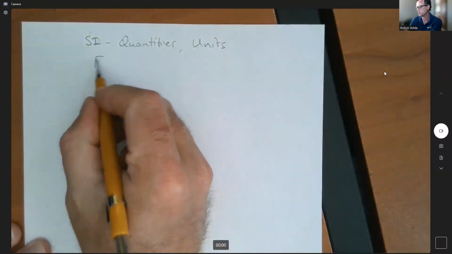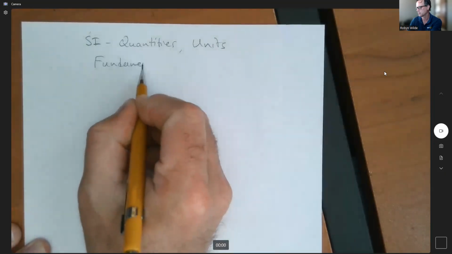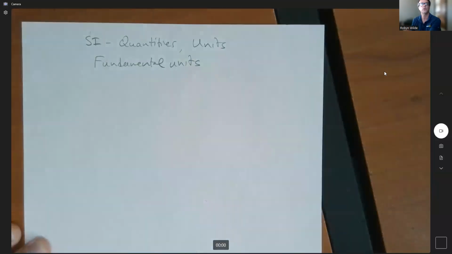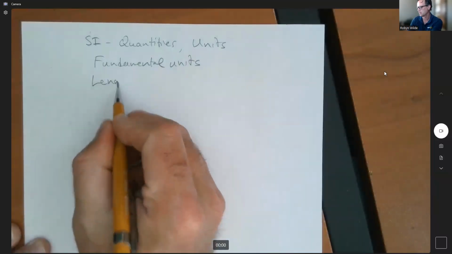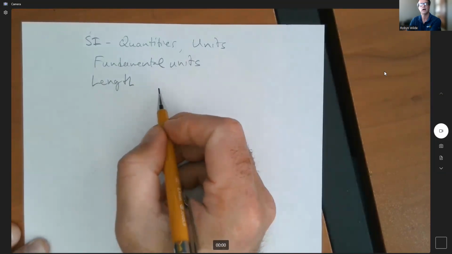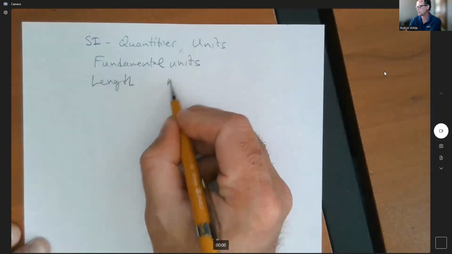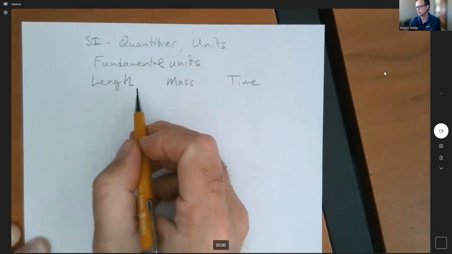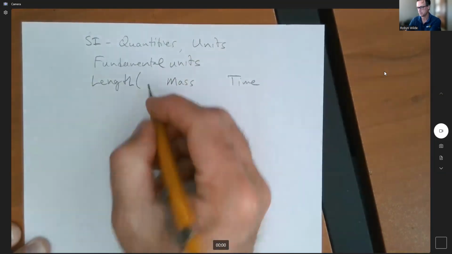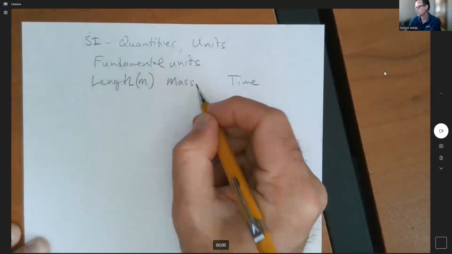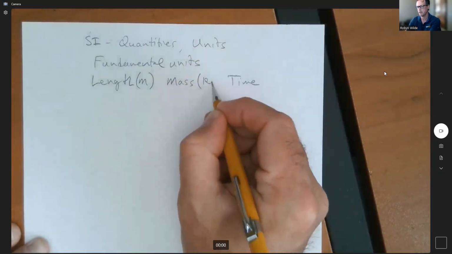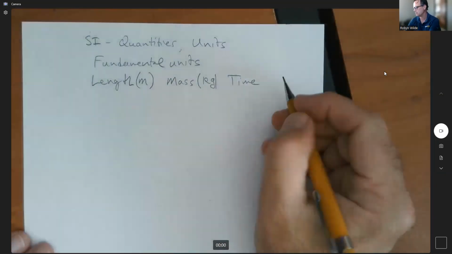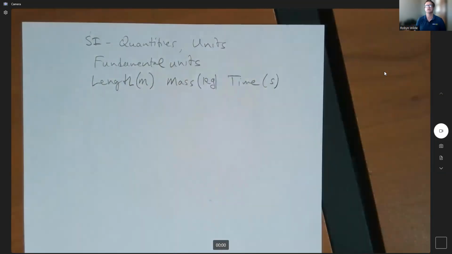So all of this is covered in chapter 1, but the main thing I wanted to point out is that we have some fundamental units. And they have to do with length, also mass, which we won't get to for a little bit, and time. So the length unit in the metric system or the SI system is the meter. The mass is the kilogram. Kind of interesting that it's the kilogram and not the gram. And time is the second.